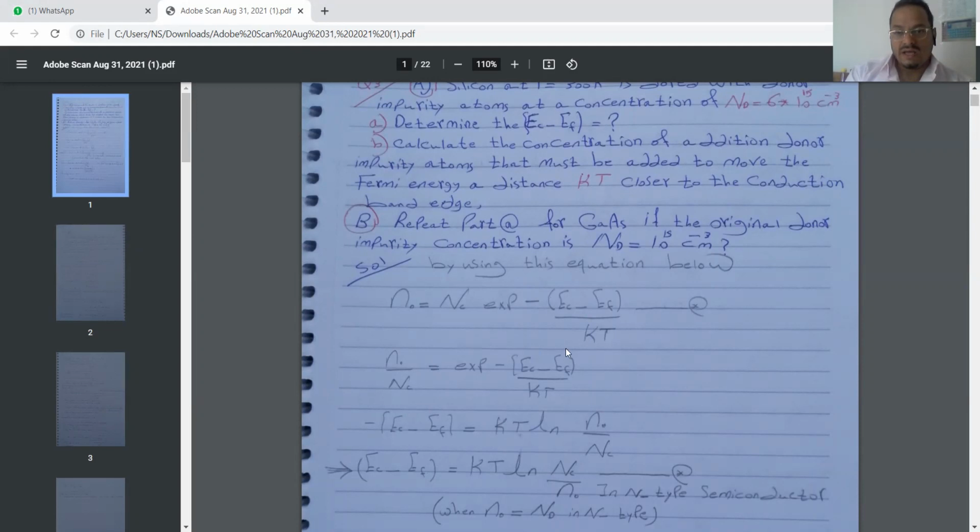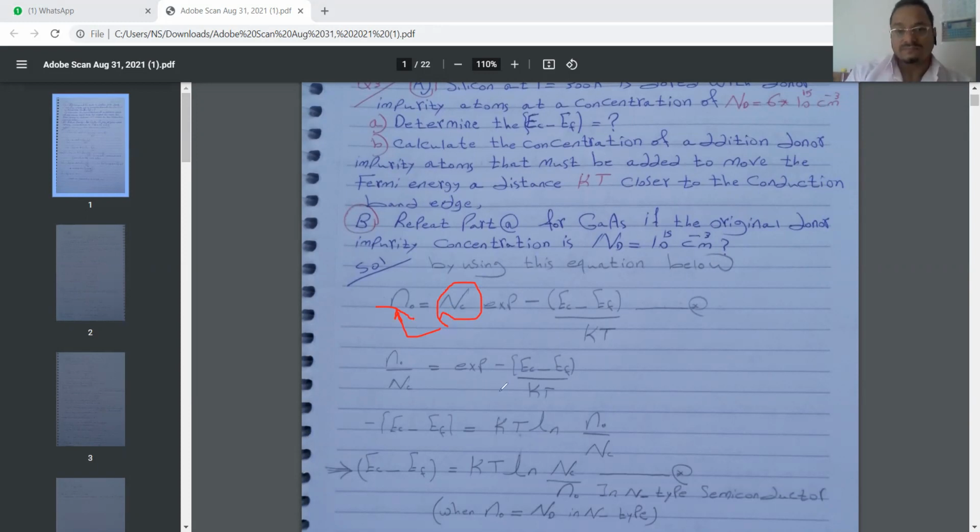Now let's find the result for the difference between the Fermi energy level and the conduction band. Let me use the pencil here. We will use something like math tricks. We will put the effective density, and we will divide the concentration of electrons by the effective density of the conduction band.